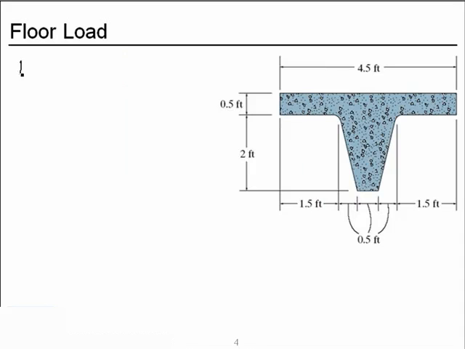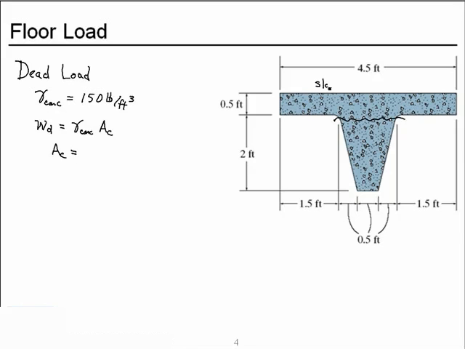Okay, so to get the dead load, we know that the density of the concrete is 150 pounds per cubic foot. What we want is the resultant line load, and we'll find that by multiplying the density by the cross-sectional area. So all we need is the cross-sectional area of the concrete. And we're going to find that by dividing our cross-section into two parts.